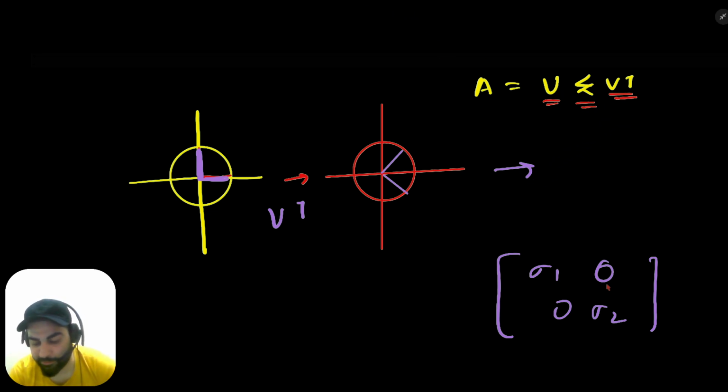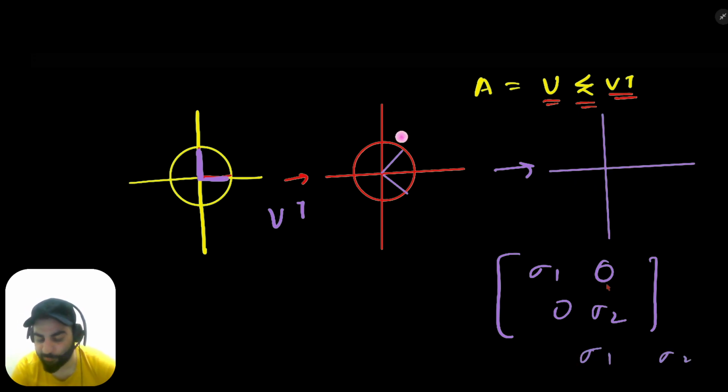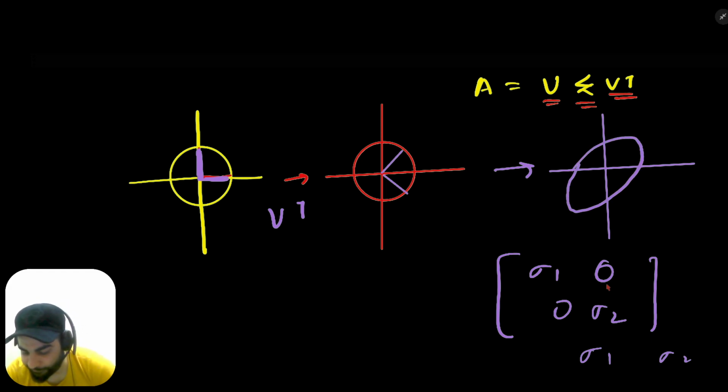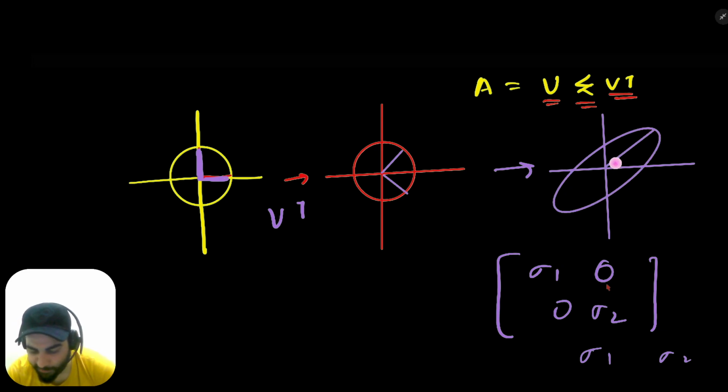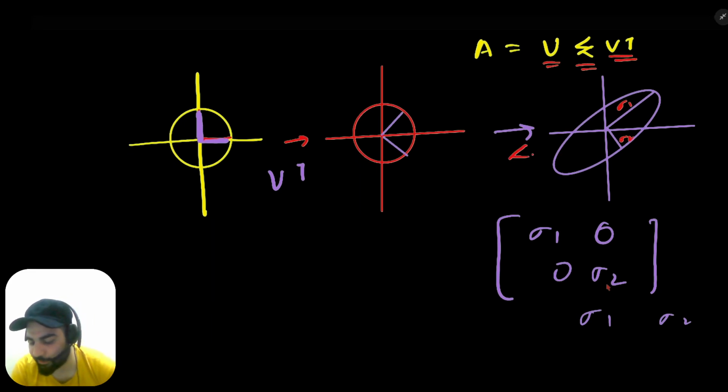Let me write it with a different color. Let's suppose sigma 1 is greater than sigma 2. So it will stretch it like this. Let's suppose I'll stretch it a little bigger. The first stretch is a little bigger, this is my sigma 1, and this is my sigma 2. This is what this sigma did to it.